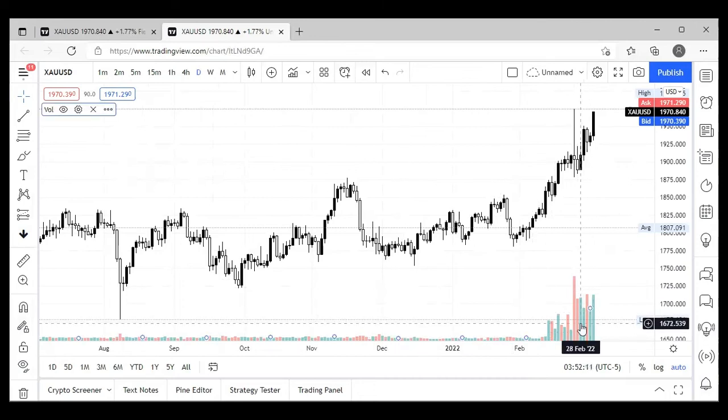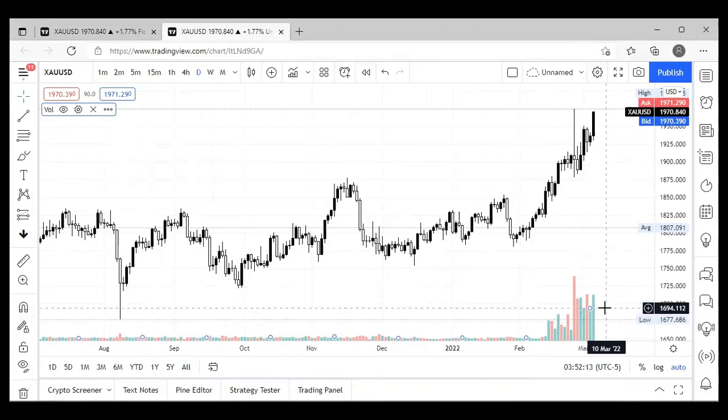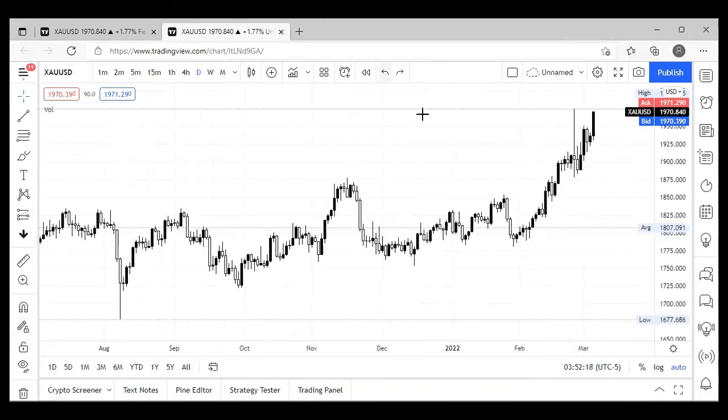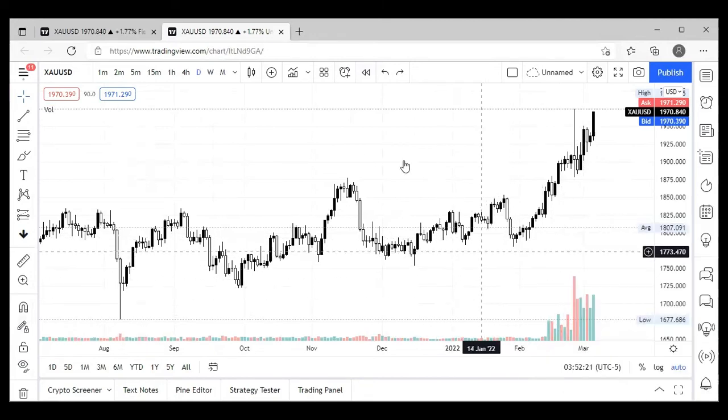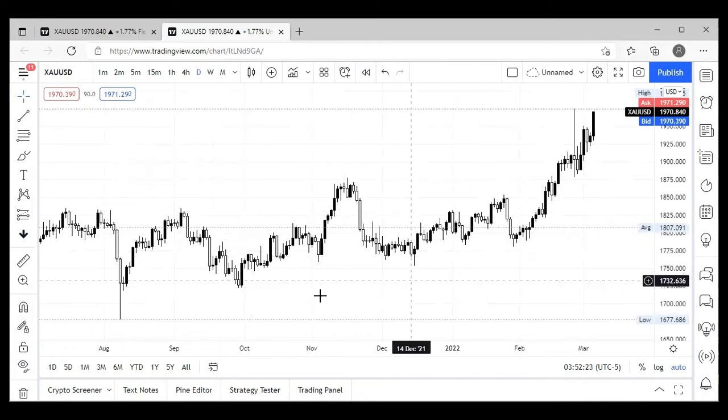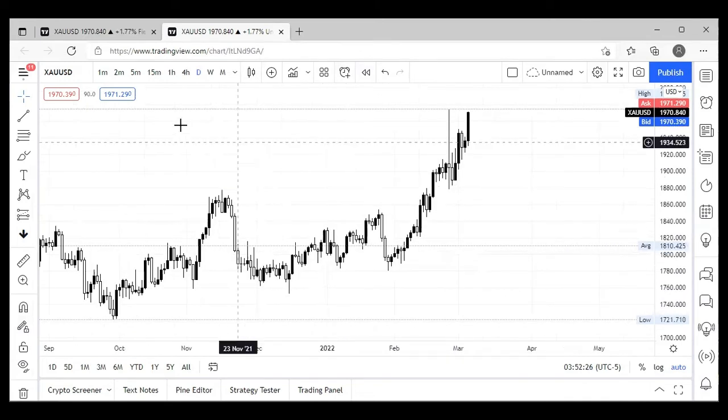I can delete it if I click on it, and that's it, it's gone. I can undo and return it if I want it. I don't use it. Again, I don't use indicators, you guys are aware of that. So that's my plain chart.